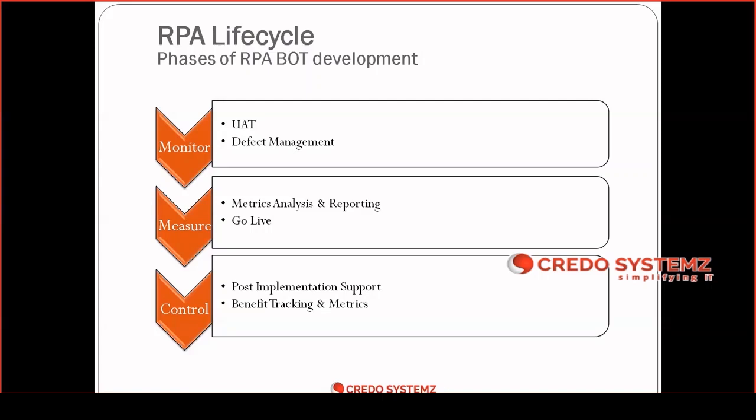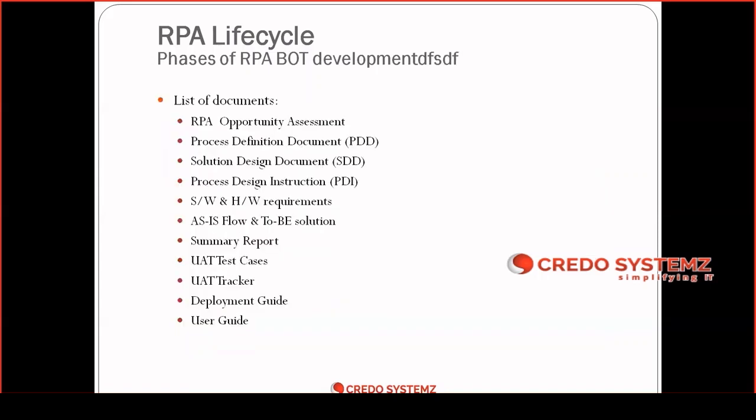So this is what we have as an RPA life cycle. Any RPA tool that you're going to use, the same life cycle and the same set of documents will be followed. You have an opportunity assessment, a process definition document, a solution design document, then a PDI, the process design instruction, which says this is how I'll be clicking from this page, I'll go to this button, and from this button this page will open up. It is a kind of navigation walkthrough for any kind of tool. And then you have a software and hardware requirement assessment and the proposed solution, and a summary report.